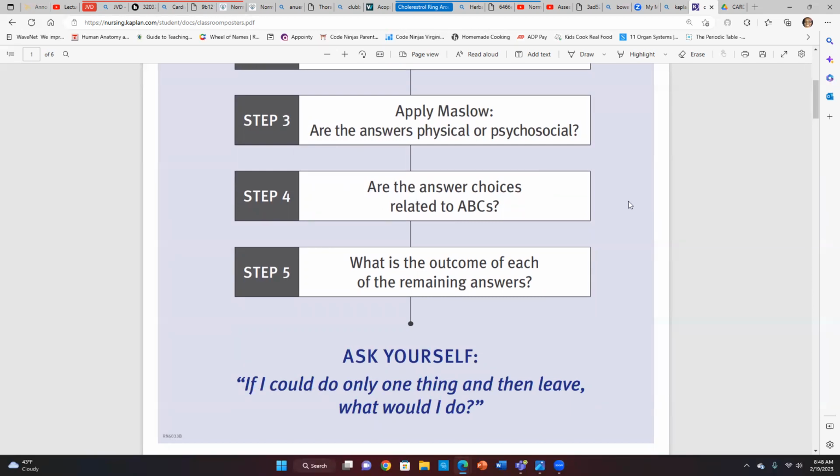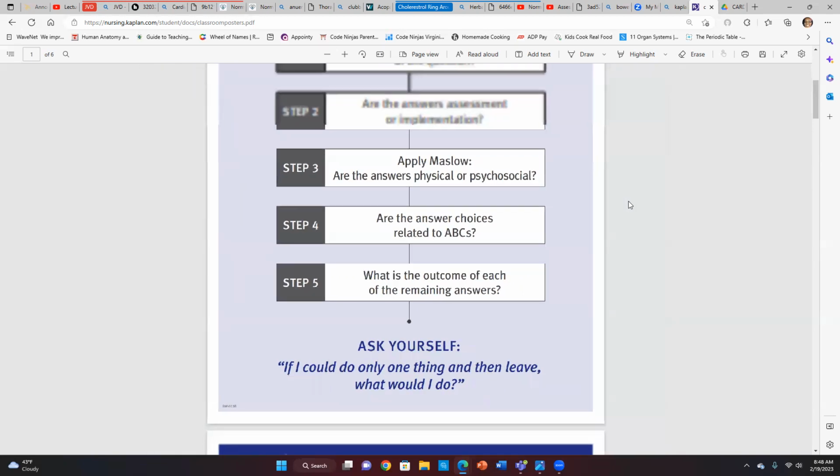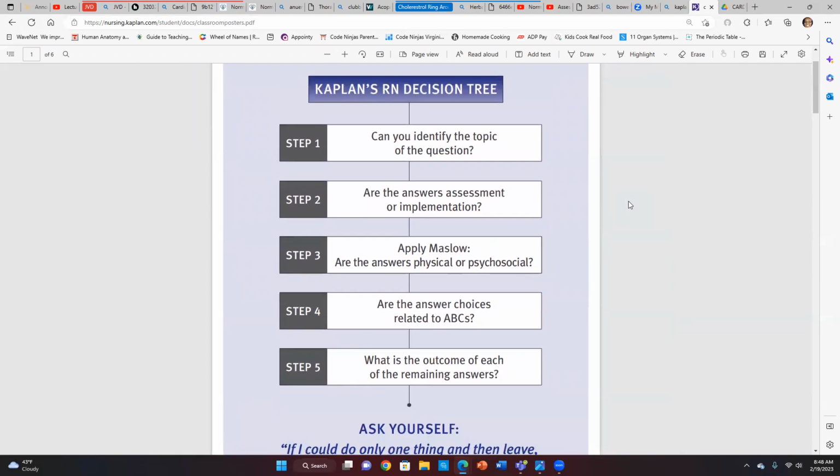What you can do is ask yourself, if it's a priority question like first, next, or immediately, or you can say to yourself, what's the killer answer? What's going to harm my patient? That's going to be the thing that I need to do something about. Or you can say, if I had to leave and I only could do one thing for my patient, what would that one thing be? Okay, so that's kind of a breakdown of the Kaplan decision tree. Any questions about that?